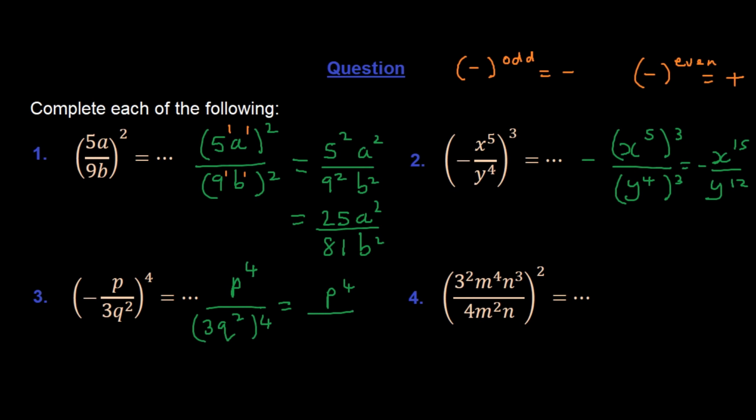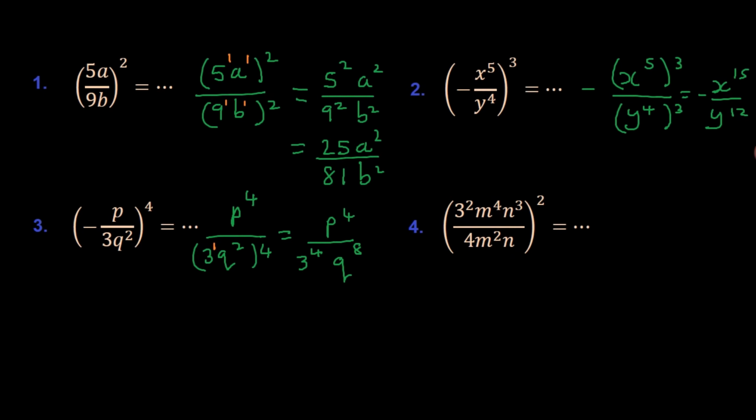Now, once again, we have a power of 1 here with a 3. So then applying law 3, we multiply the powers. So we get 3 to the 4, q to the 8th. And we can simplify this. 3 to the 4 is 81. And we have q to the 8 as well in the denominator.